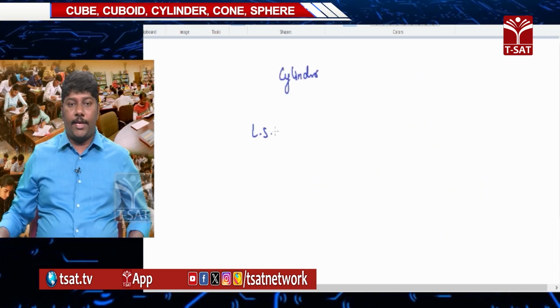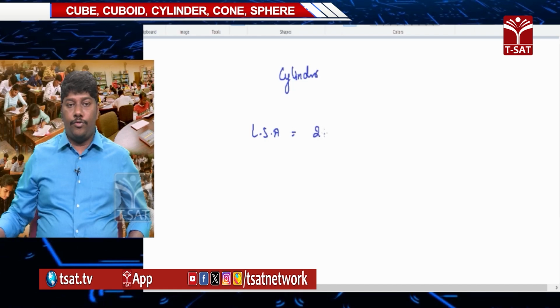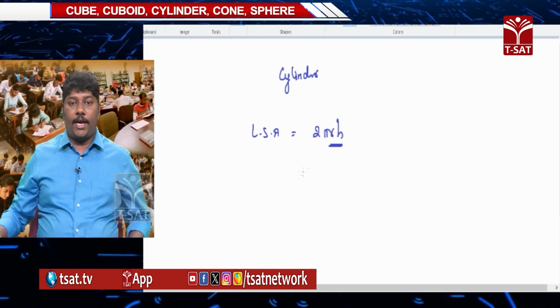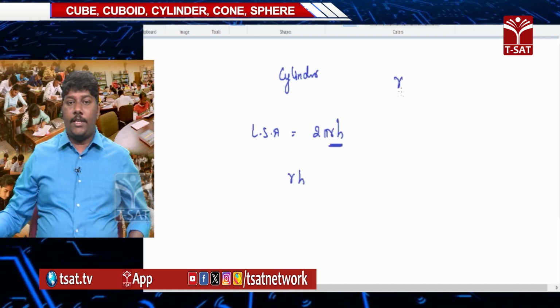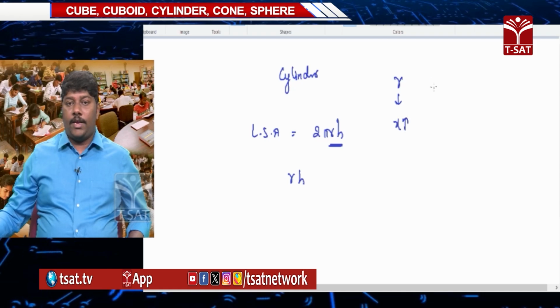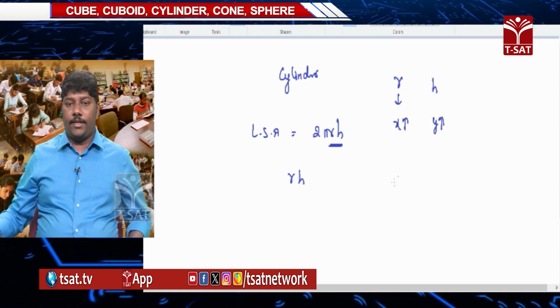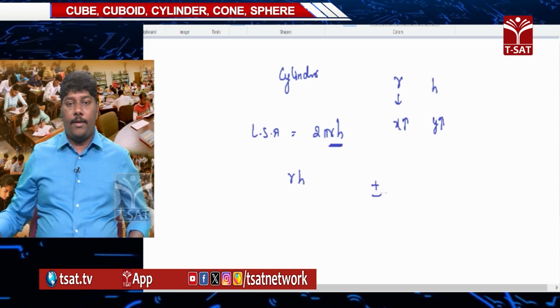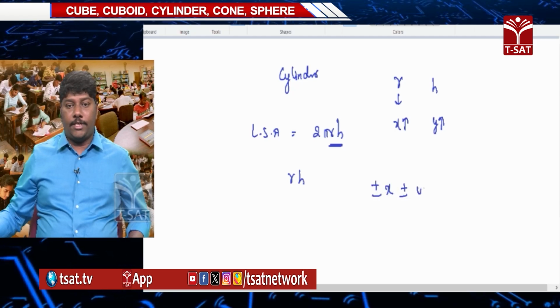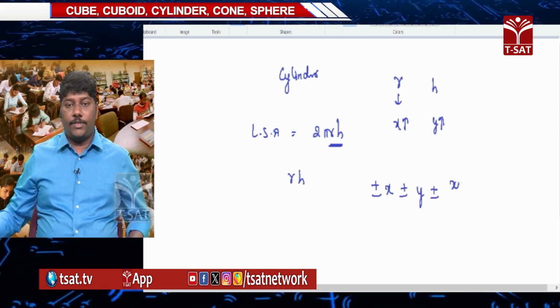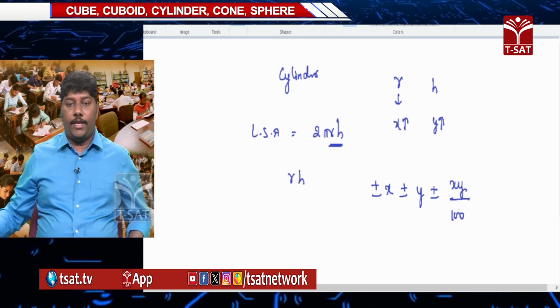The lateral surface area is 2 pi r h. The variables are r and h. So if r is increased by x percent and h is increased by y percent, what happens to the area? It is x plus y plus xy by 100. Like this you have to take the variables.